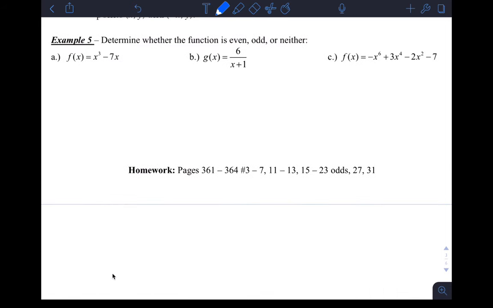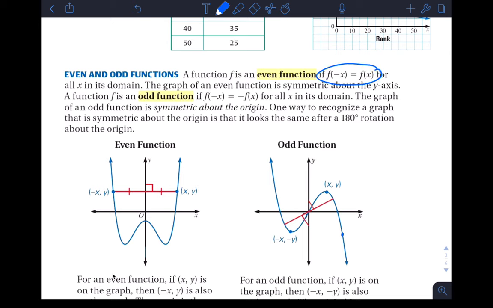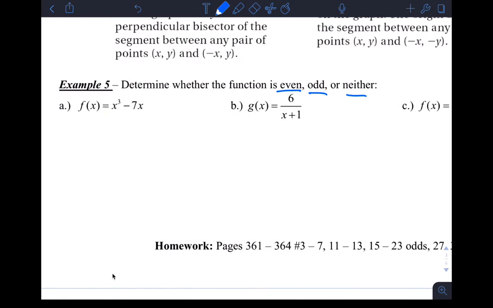Okay, so example 5 says, determine whether the function is even, odd, or neither. Right. So obviously, what does neither mean in this case? That means that if I follow this process by substituting a negative into the function, and I get neither this nor this, then the function is neither odd nor even. And that happens sometimes. We have an example like that here. So let's do the algebra and see what happens. Right. So the question says, determine whether a function is even, odd, or neither. So if you plug in a negative x, okay, into the function, what happens? So let's see, we get negative x cubed minus 7 times negative x.